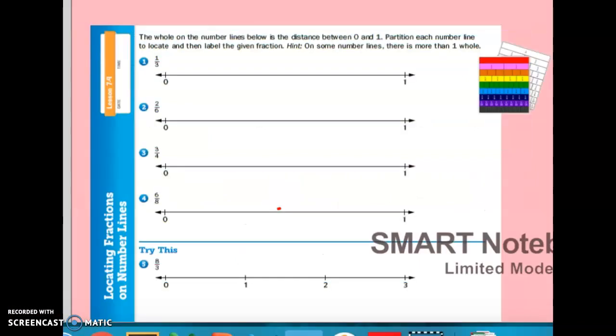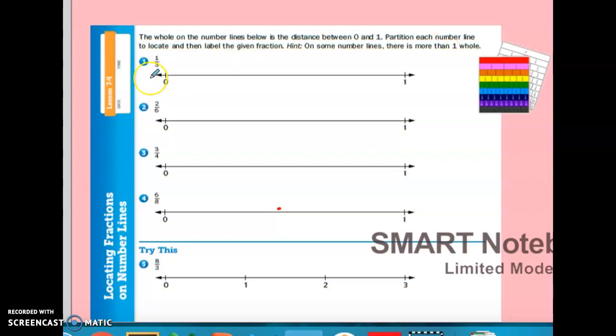Take out Math Journal, page 241. Remember last week how we used fraction bars to partition a number line? For this page, we are going to partition each number line and label the fraction that's given to us. It says, hint, on some number lines, there is more than one whole. Again, it's really important to pay attention to the size and where the whole is on each number line.